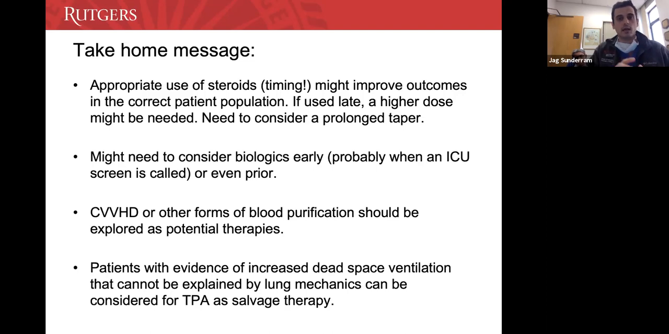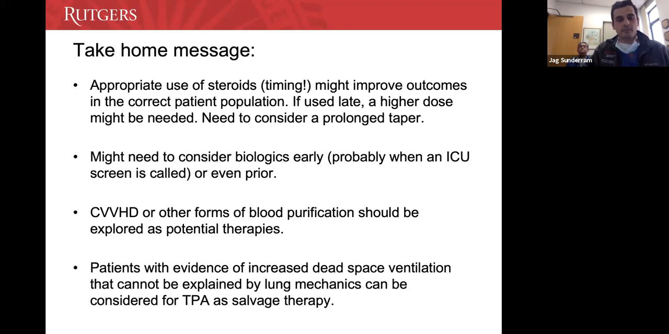You need to keep in mind that you might need to consider a prolonged taper for these patients when they're on steroids. The other thing to keep in mind is that CVVHD or other forms of blood purification should be explored as potential therapy, because at the moment we still have a pretty high mortality for these patients. I don't think we have much to lose if a patient is going on CVVH to try, other than obviously resources, and see if a clinical trial can be done with the CytoSorb, especially since it's here in New Jersey. So getting it up, I don't think it's going to be that difficult.